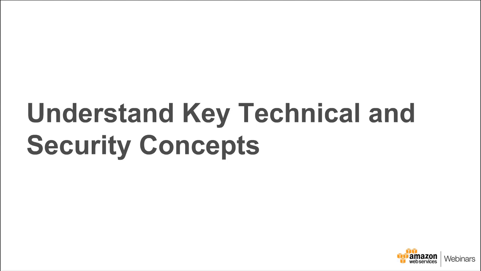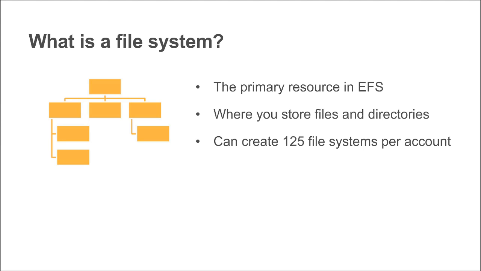So let's dive a little deeper into some of the technical and security concepts that are core to EFS. First, I'll start with a definition. What's an EFS file system? Well, a file system is the primary resource in EFS, and as you can probably guess, it's where you store files and directories, and you can create up to 120 file systems per account.